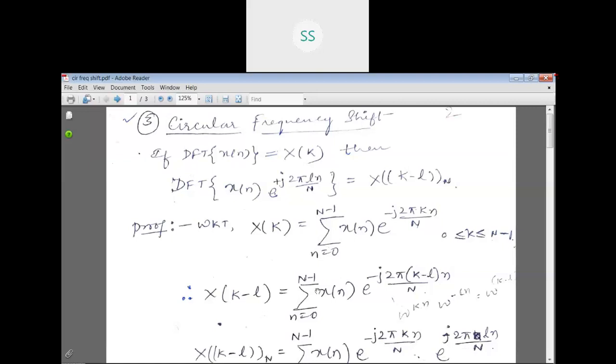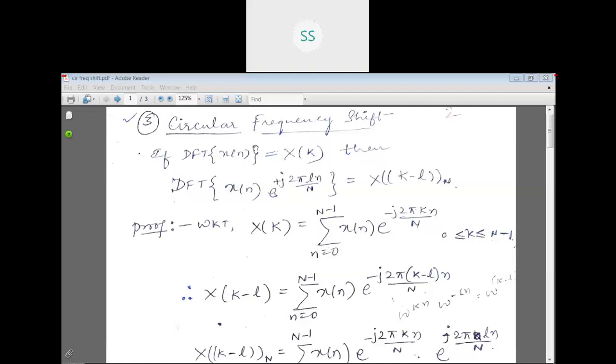If DFT of x of n is equal to X of k, then DFT of x of n into e to the power of j 2 pi ln by N is equal to X of k minus l. So this is the additional DFT property that we are going to discuss now.